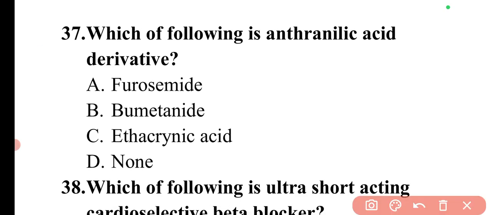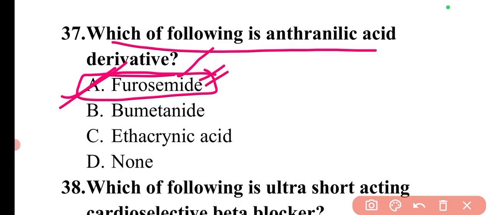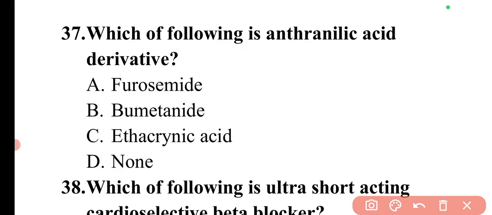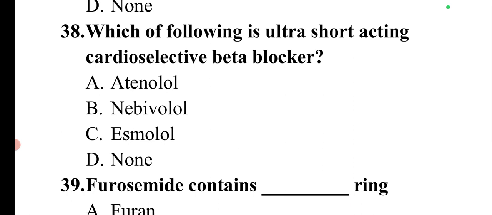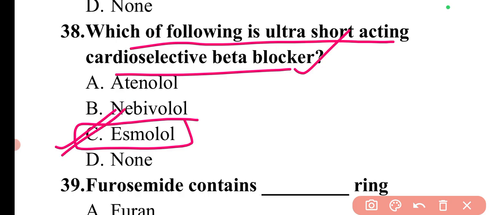Next question is, which of the following is an ethanoic acid derivative? So the ethanoic acid derivative compound is furosemide. So here option A will be the correct answer. This is also an important drug. Next question is, which of the following is an ultra short acting cardioselective beta blocker? So the ultra short acting cardioselective beta blocker is esmolol. So here option C will be the correct answer.